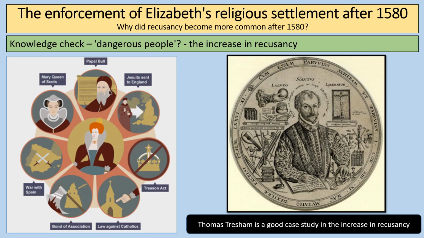So a little knowledge check there about why there is an increase in recusancy during this time. Thomas Tresham is also a really good case study in the increase in recusancy. He's definitely somebody that was inspired to increase his Catholic opposition. But Thomas Tresham's also a really good example that he never plotted to get rid of Elizabeth, but he obviously is very dedicated to his Catholic faith, and he ends up losing all his property and money as a result of his Catholic faith.